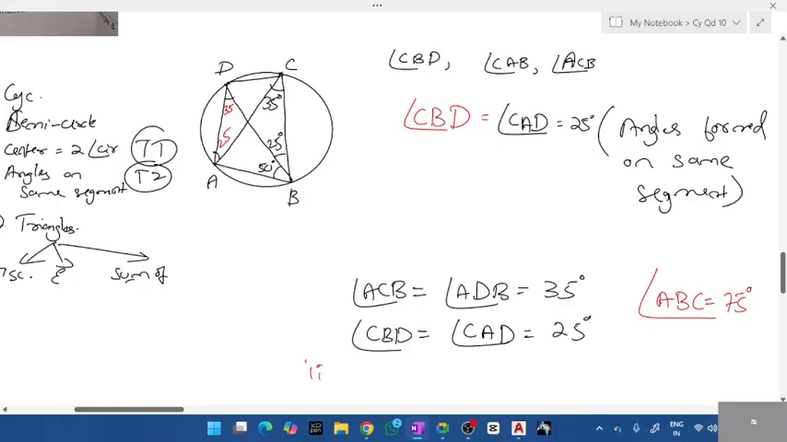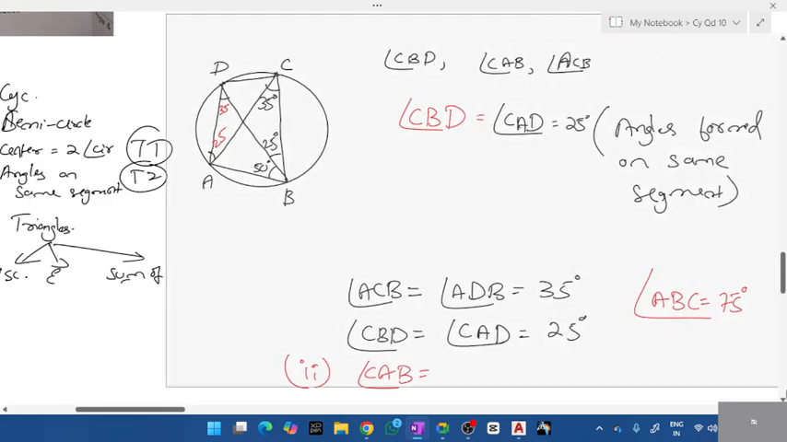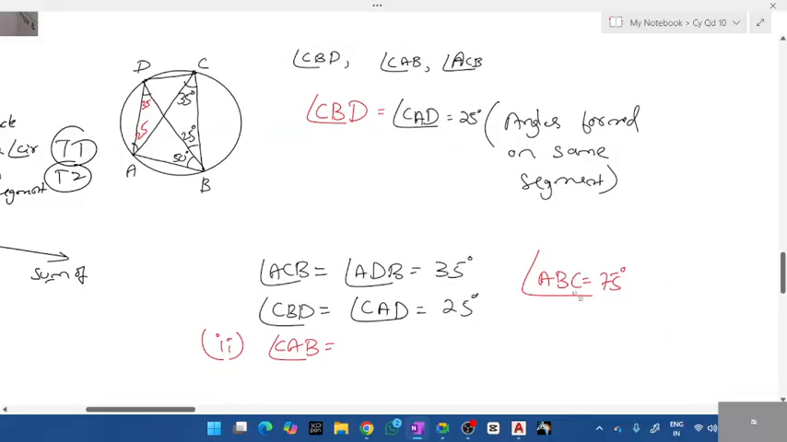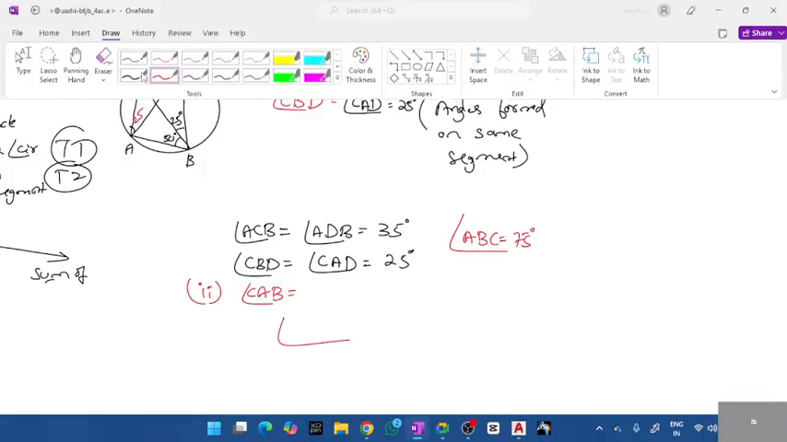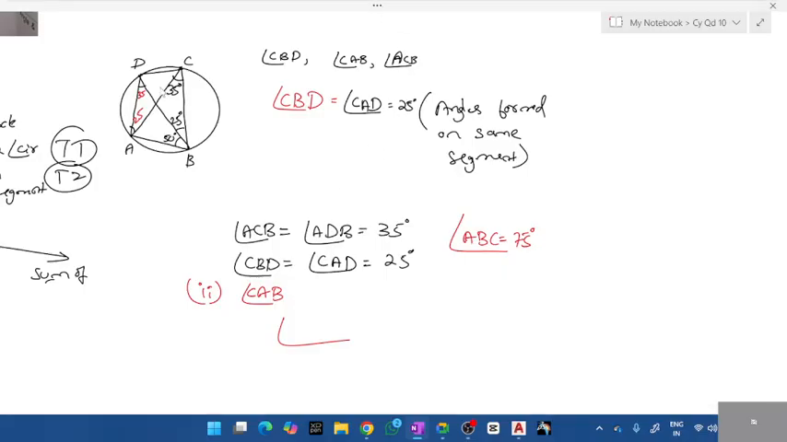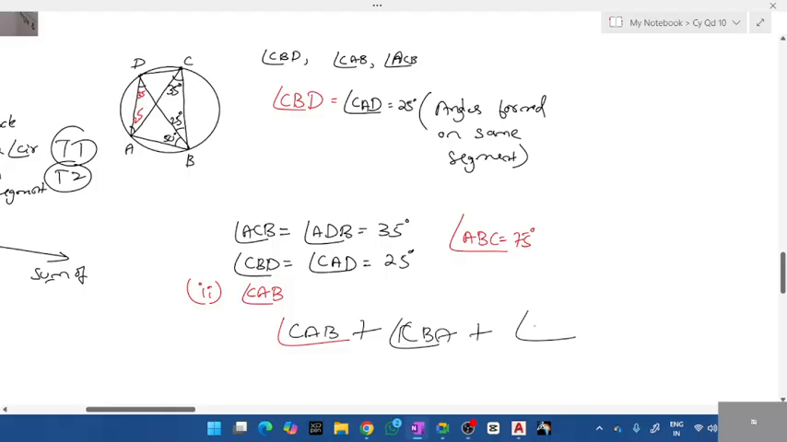Then, second question. Second question is angle CAB. Tell me the value. How will you find this, Ivania? What is the statement you have written? Angle CAB is sum of which three angles? Sum of interior angles. So, what is the answer? Angle CAB plus angle CBA plus angle ABC. Right? So, what is CAB? CAB is what you have to find. Angle CBA 75 plus 35.